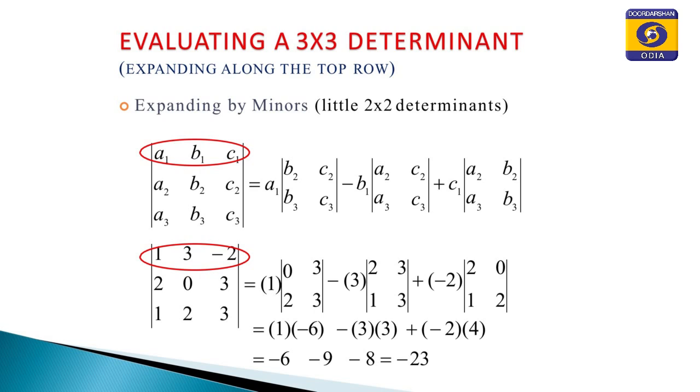Similarly, here is another example. A determinant is given with rows 1, 3, minus 2; 2, 0, 3; 1, 2, 3. Now, expanding the first row, we have 1 into the second order determinant of 0, 3, 2, 3, minus 3 into the second order determinant of 2, 3, 1, 3, plus minus 2 into the second order determinant of 2, 0, 1, 2, that is equal to 1 into minus 6 minus 3 into 3 plus minus 2 into 4, that value becomes minus 23.